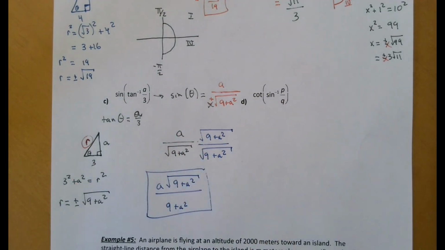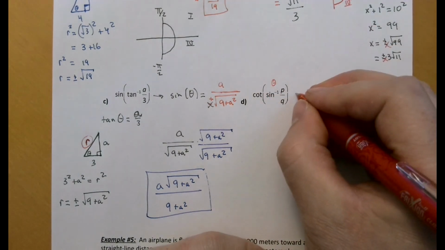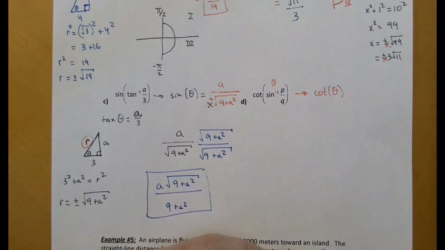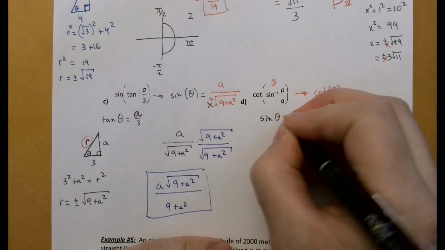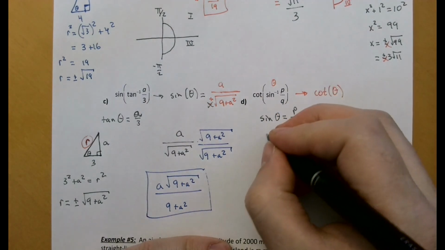Okay, one more. So again, all of this inside here represents theta. Our job is to figure out what's cotangent of theta. What we're noting is that sine of that same angle theta is equal to some p divided by q. Well, draw your right triangle.